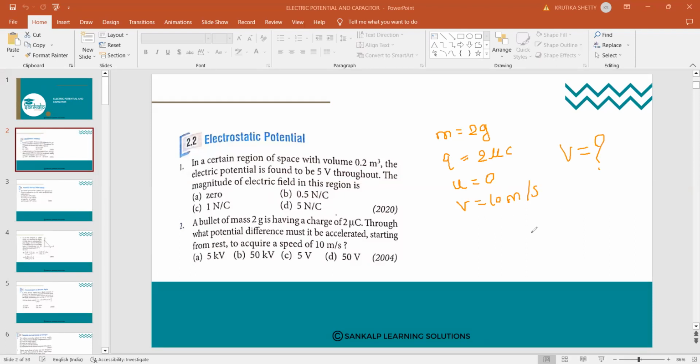So here I'll just equate two equations. One is kinetic energy is equal to half mv square. This is my one equation. My one more equation is the work done is equal to q into v. I hope you know both the equations.